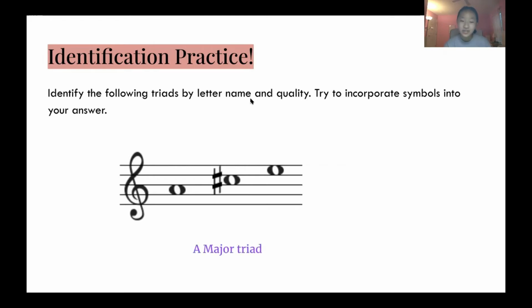Okay, so the answer to this one is an A major triad. So first of all, we know we're starting on A, and then A to C sharp is a major third. And then C sharp to E is a minor third, because we know the third note of C sharp major would have to be E sharp, but because the top note is only an E, we know that it's a minor third. And when we have a major third on the bottom and a minor third on the top, we have an A major triad.